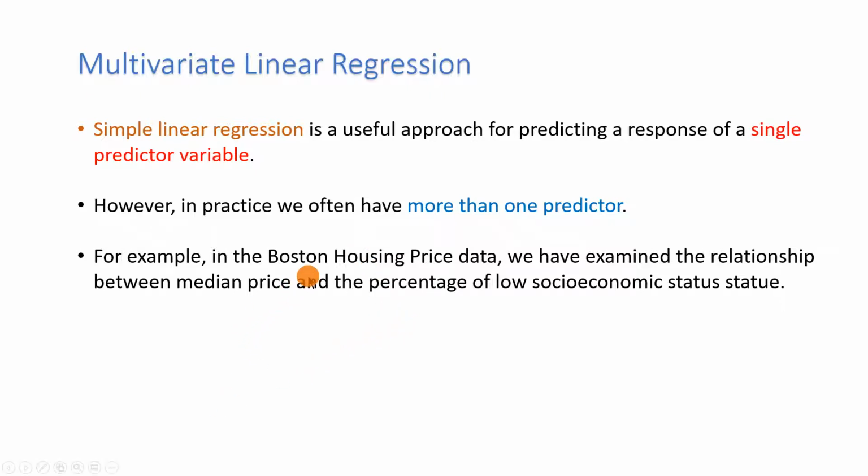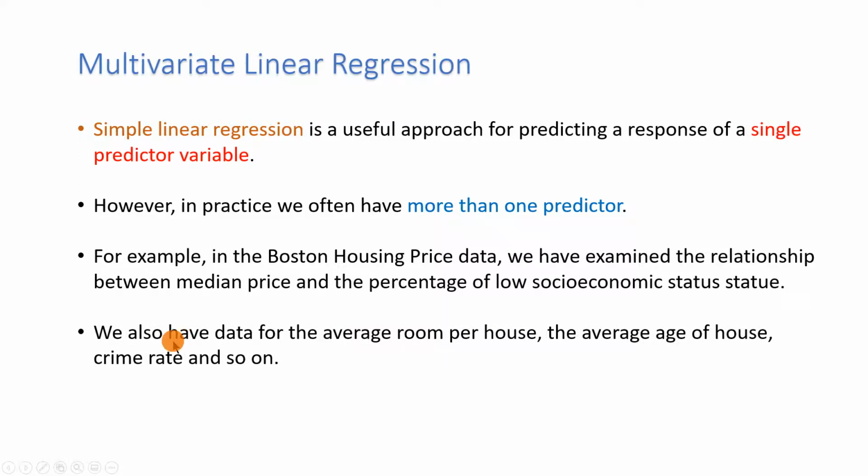Again, if we use this Boston house price data as the example, we have examined the relationship between the median price and the percentage of low socioeconomic status. We also have the data for the average rooms per house, the average age of house, crime rate, and so on in this data set. So one very interesting question one would ask is, why not include all this information from the other variables available in this data set to see if we can achieve a better prediction performance compared with only using this one covariate, right?